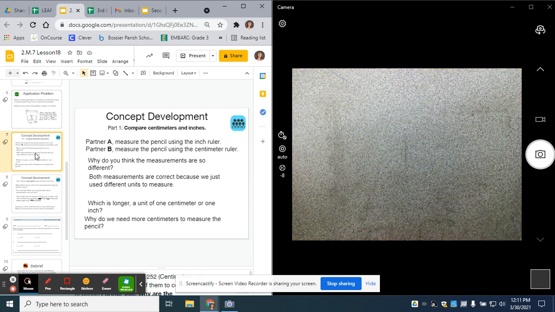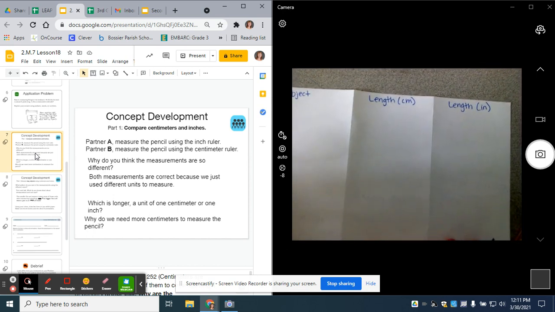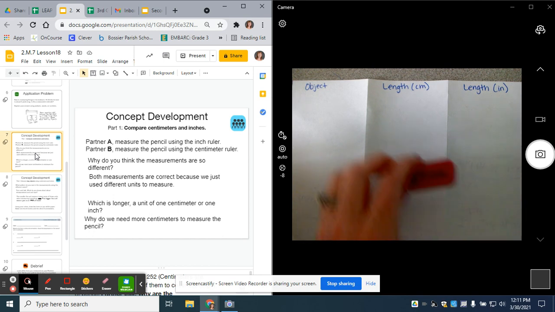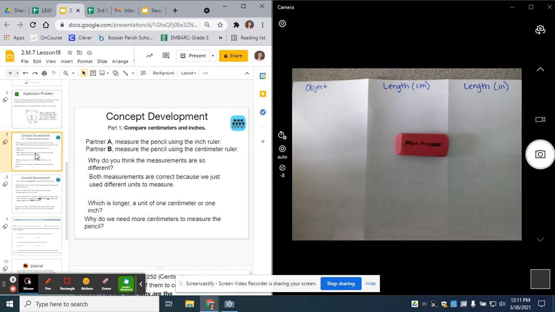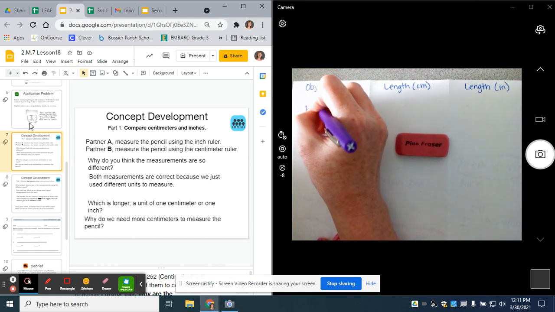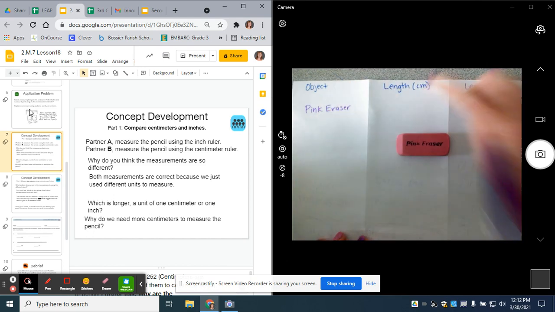Our lesson today, I have 3 categories. I have an object, the length in centimeters, and the length in inches. We're going to be measuring different objects and comparing the length of those objects. So the first object I have here is a pink eraser. First I need to write down what it is: eraser, pink eraser. And then I'm going to first measure it in centimeters.